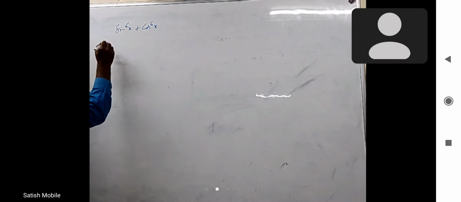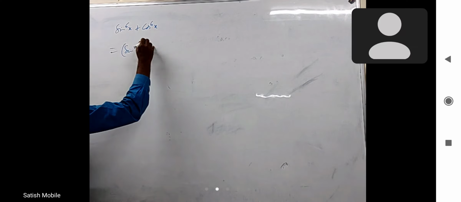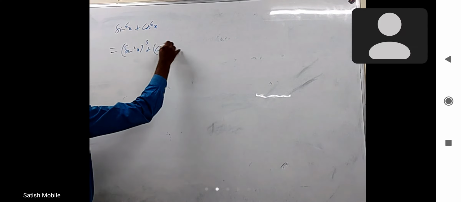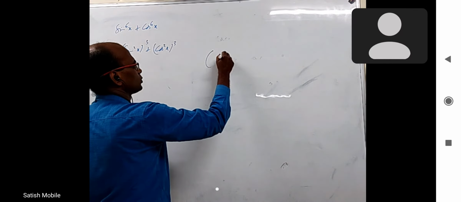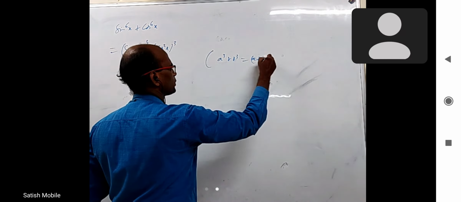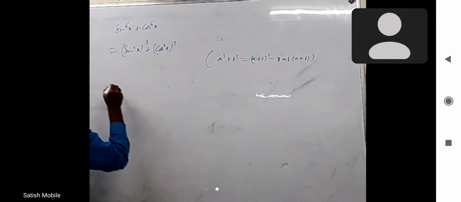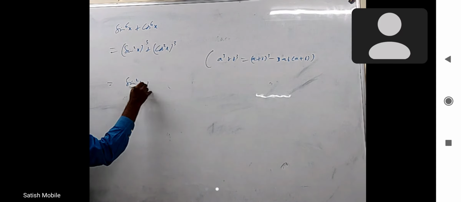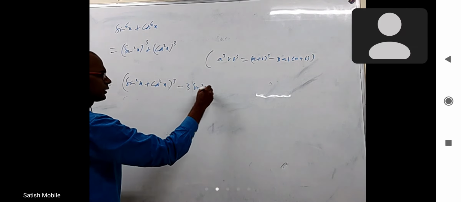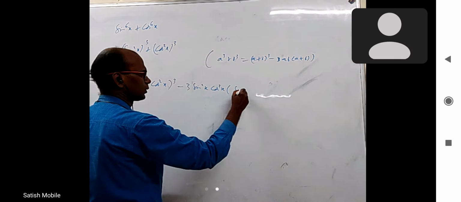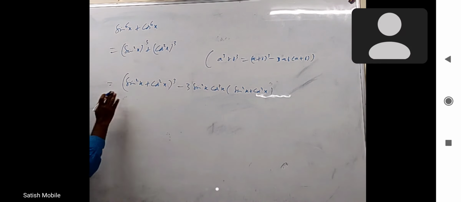I am going to write sin power 6x as (sin square x) whole cube, and cos power 6x as (cos square x) whole cube. And a cube plus b cube, I can write as (a plus b) whole cube minus 3ab into (a plus b). So a cube plus b cube is equal to (a plus b) whole cube minus 3ab into (a plus b). So this will become (sin square x plus cos square x) whole cube minus 3 sin square x cos square x into (sin square x plus cos square x), based on this formula. This value is 1.